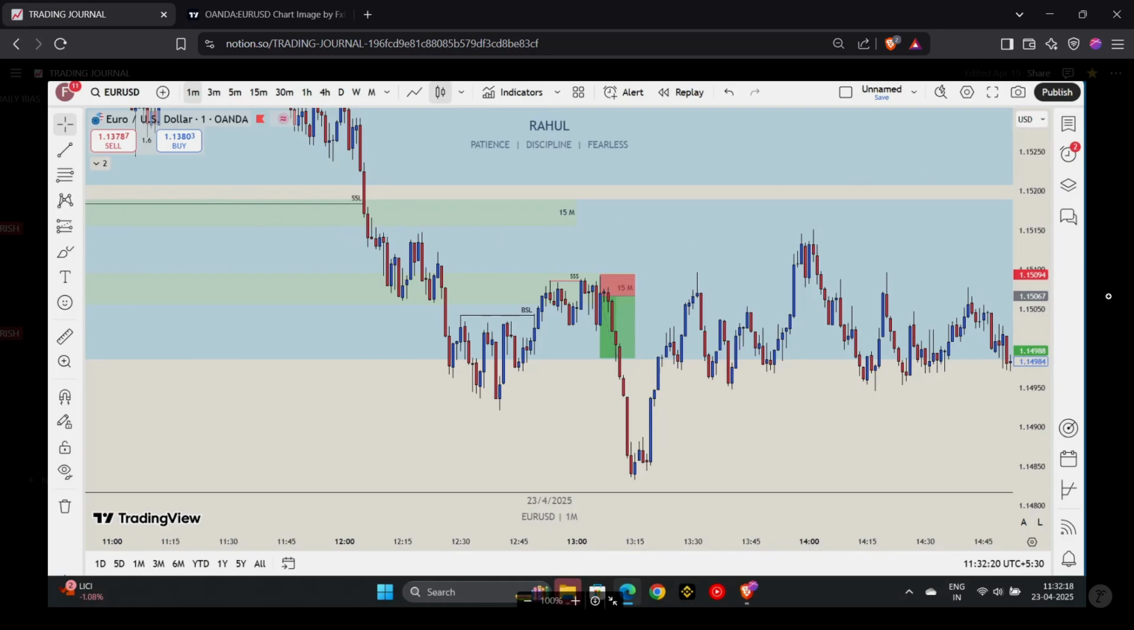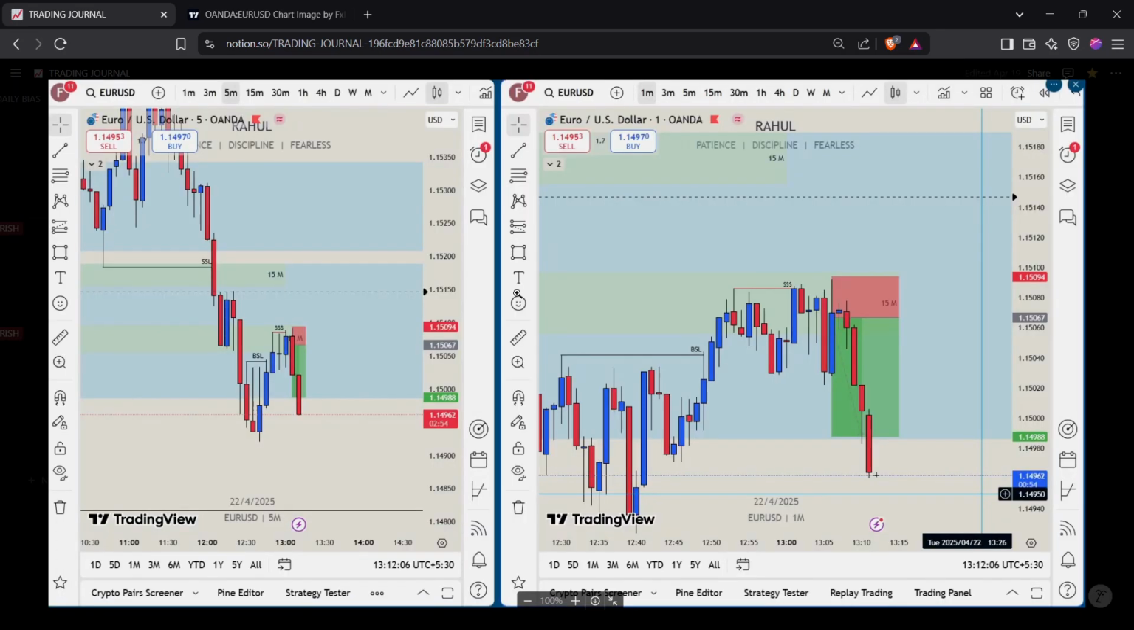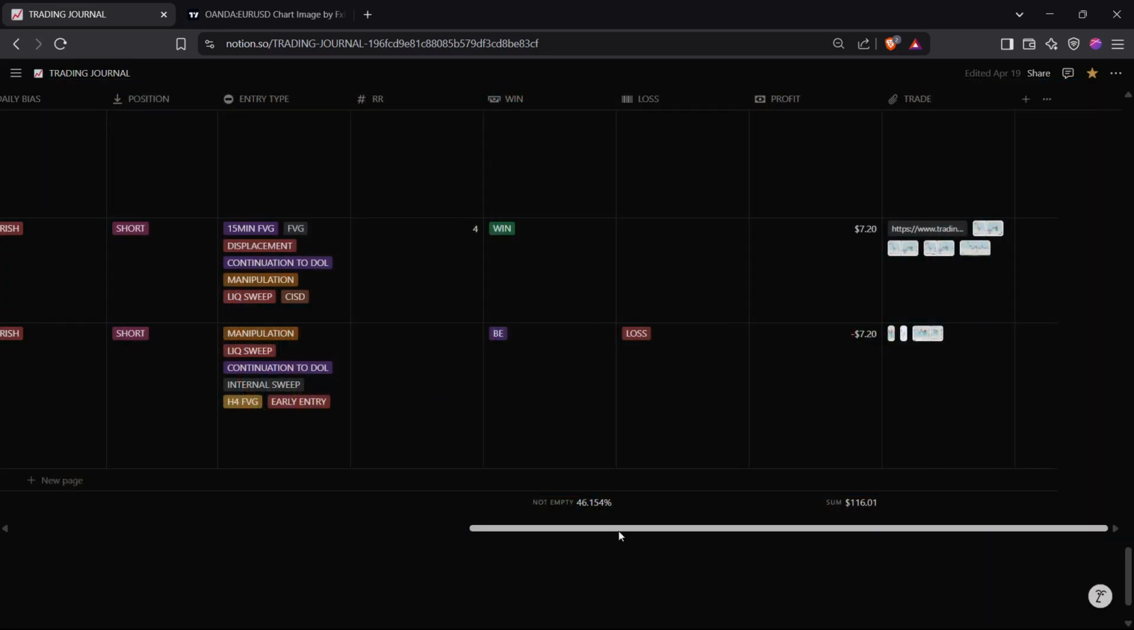So yes, this was the overall trade and it played out quite perfectly. As you can see, in the 5 minute time frame, within 2 minutes. So yes, this was the trade, nothing out of the ordinary. And let's go on to the second trade.